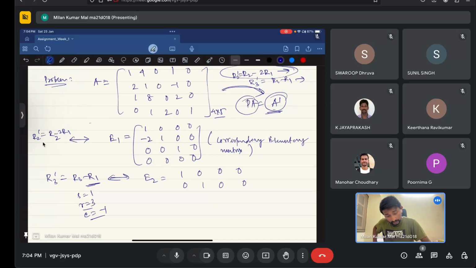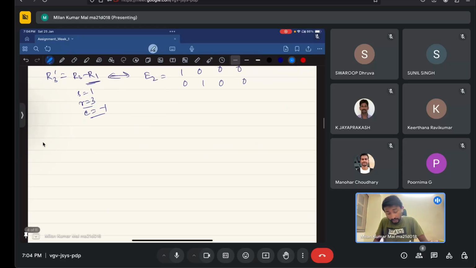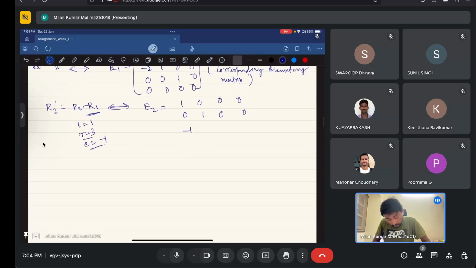In this particular case, S is equal to 1, R is equal to 2, and C is equal to minus 2. So what will we get? We will get minus 1, 0, 1, 0, 0, 0, 0, 1. We go to the row we are replacing, and whatever row we are multiplying and adding, we replace that column.